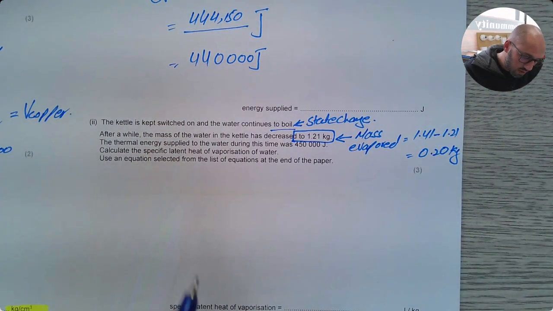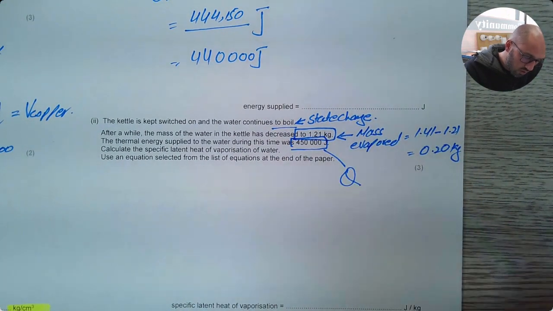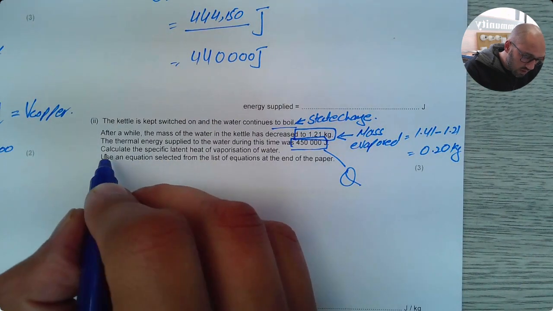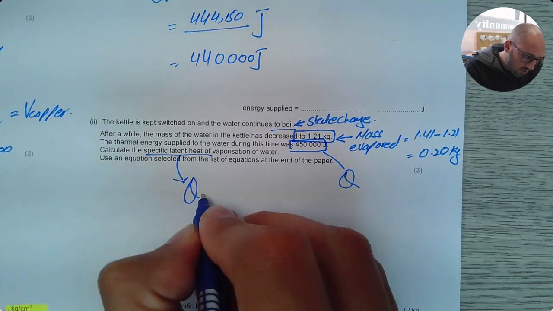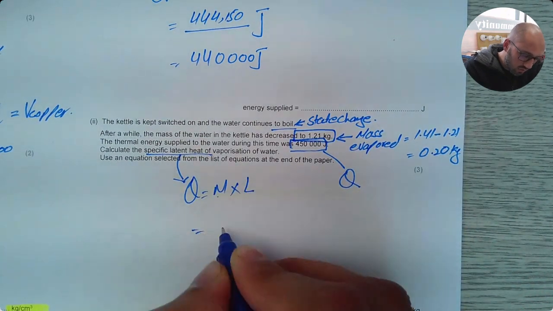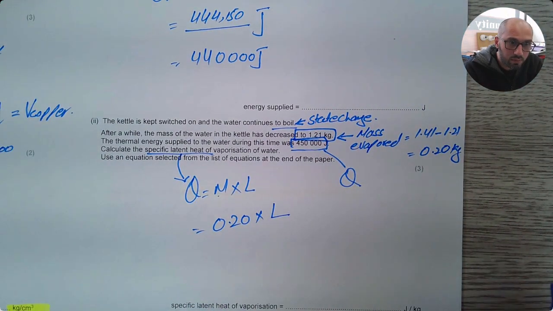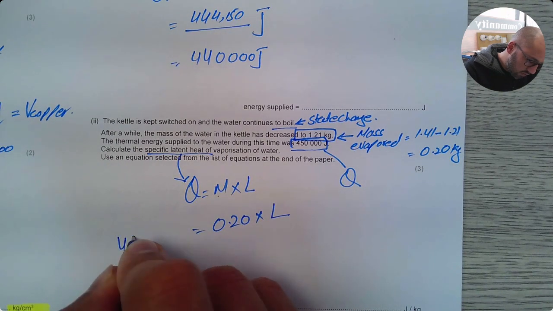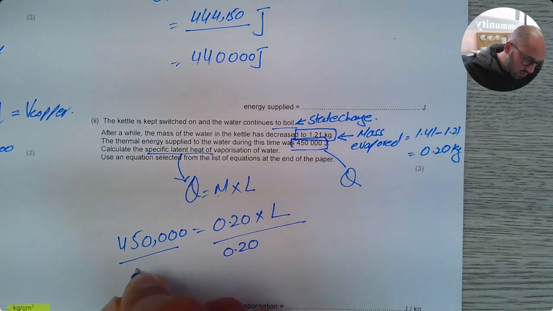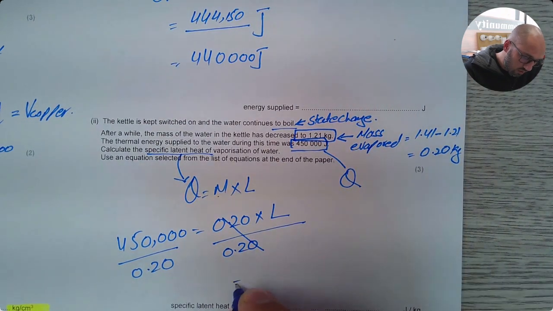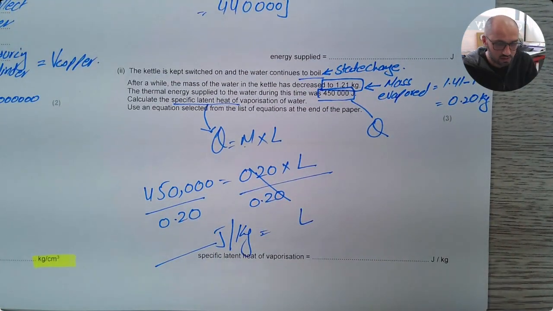It says the thermal energy supplied to the water during this time was 450,000 joules. This is the value of Q. It says calculate the specific latent heat of vaporization. The formula is Q equals M times L. The value of M is 0.20. We do not know the value of L, which is latent heat of vaporization, but we have been given the value of Q as 450,000. I can divide both sides by 0.20. This will be gone. We'll give you value of L in joules per kilogram, and that would be your answer.